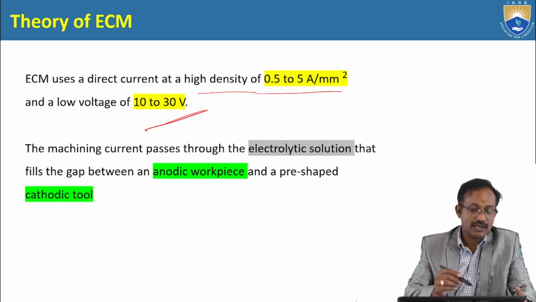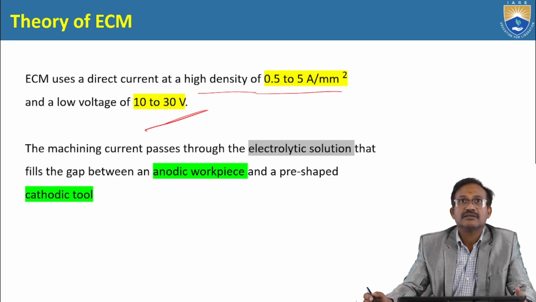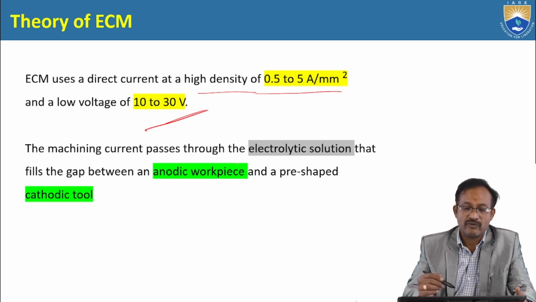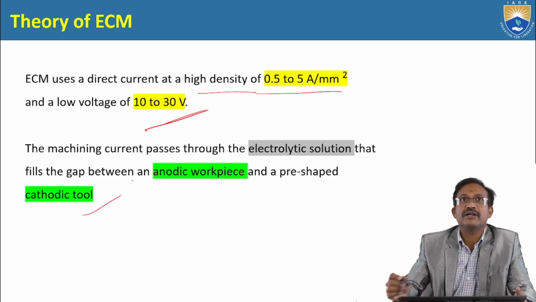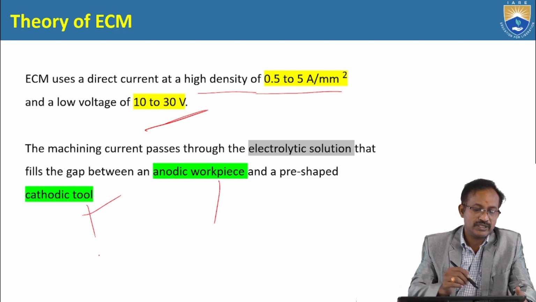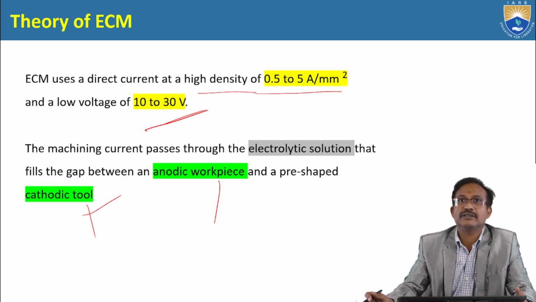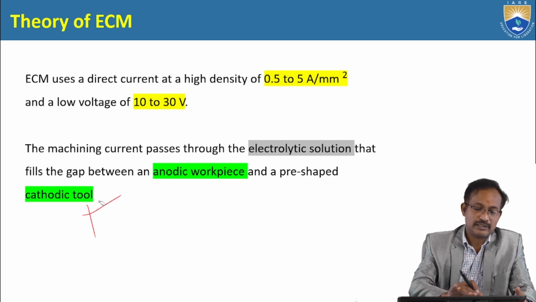The machining current passes through the electrolytic solution that fills the gap between an anodic workpiece and a pre-shaped cathodic tube. Already we have discussed that the workpiece is the anode and the tool is the cathode, negative.